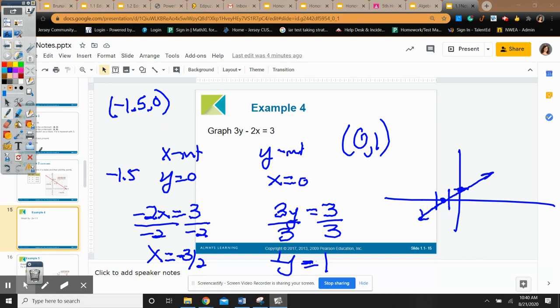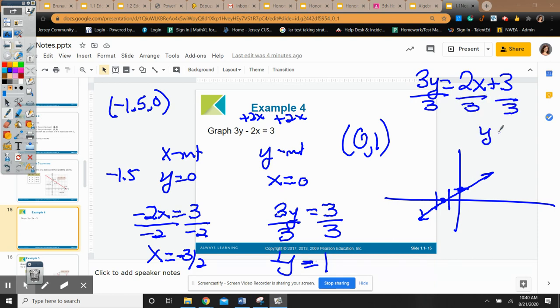Again, you could get y by itself, and you would get 3y equals, we would add 2x here, 2x plus 3, divide all the friends by 3. We get y equals 2/3 x plus 1. And you're up 1 here for your first point, and then you would go up 2 over 3. And there's another point, down 2 over 3. And that would be right here. This one just happens to be in between those points.